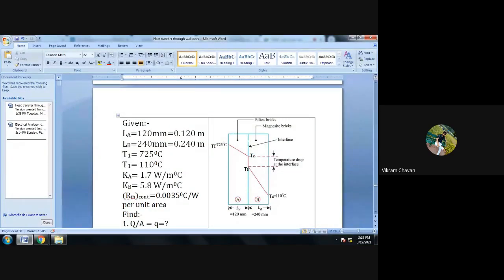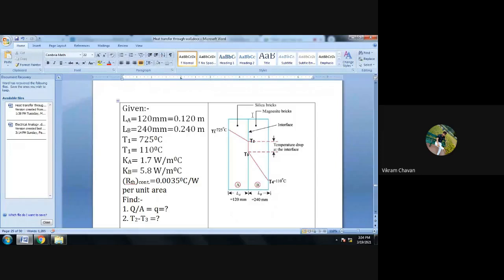So the diagram will be in such a manner. First, wall A is the silica brick wall, whose surface is maintained at 725 degrees Celsius, as per the given data. There is a temperature drop due to the thermal contact resistance between the two walls, and wall B is the magnetite brick wall. Exit temperature of wall A is T2, whereas the entry temperature of wall B is T3.